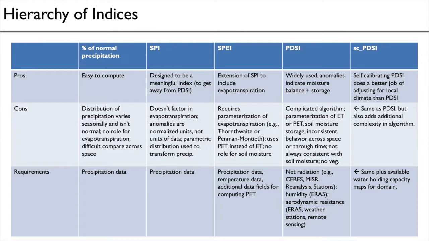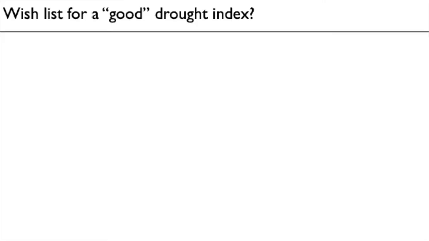Okay, so we're going to do this mental exercise now. Those of you who've taken the class know maybe what you want in an index, and those of you thinking about what you would design for your own drought index, you can come up with a wish list. What would make a drought index most meaningful for your particular application?